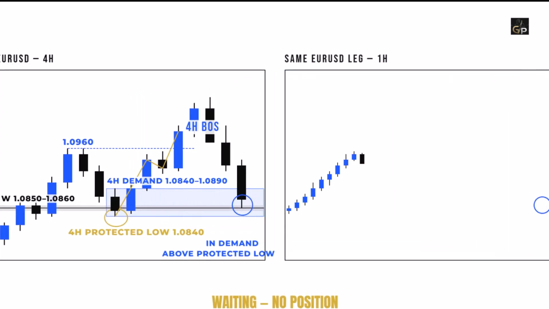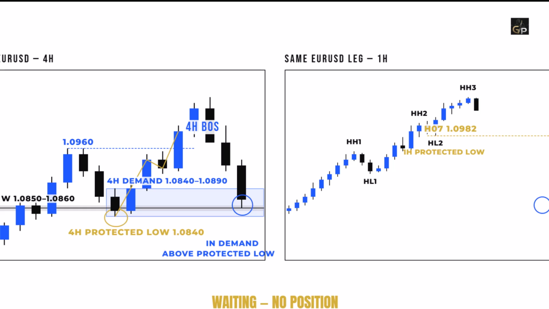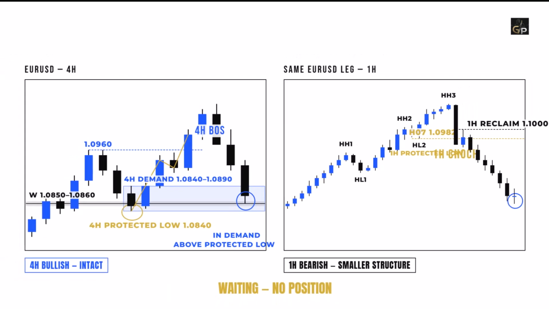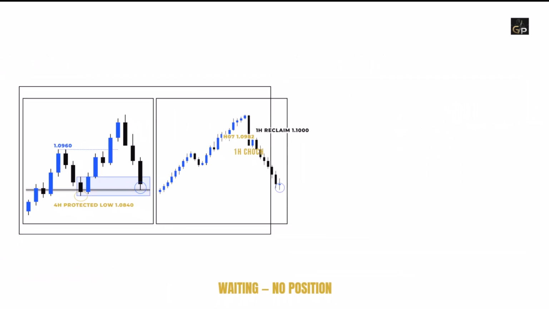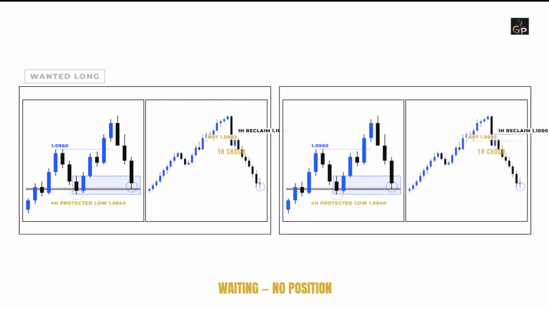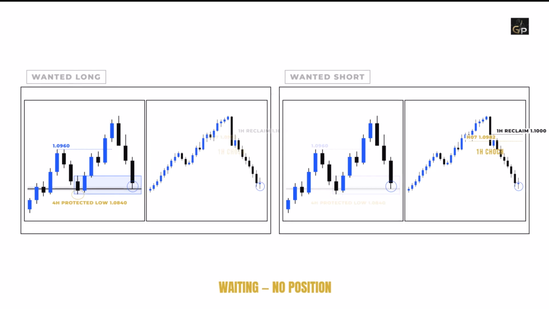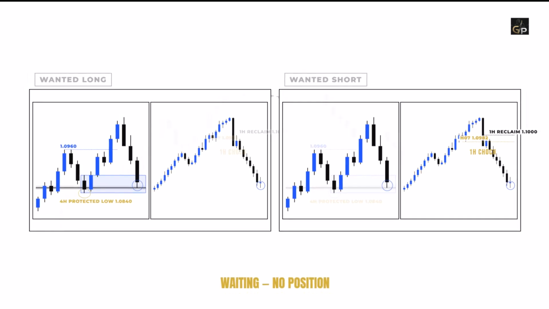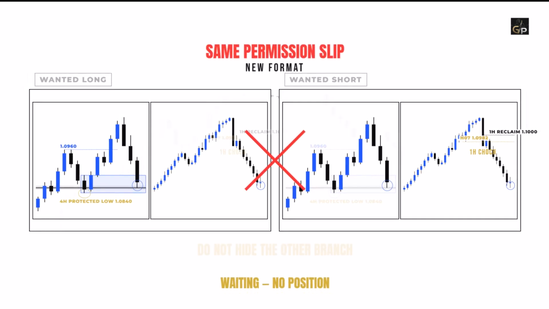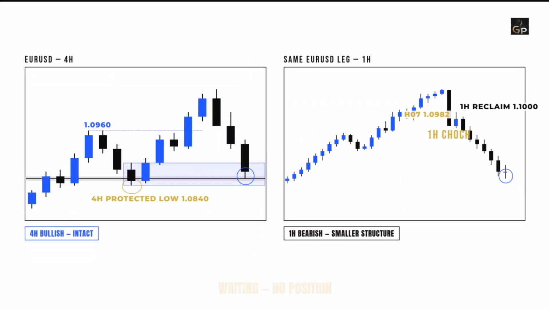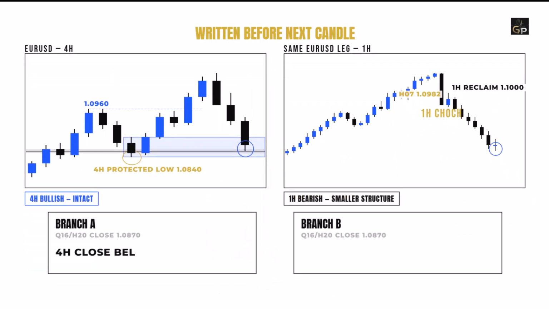But the 1-hour has broken its low and printed a change of character, which means sellers have taken control of the smaller structure. The instinct is to force a call. And the way that usually goes is that a trader looks at whichever time frame agrees with the position they already fancied and treats that as the answer. The chart is crowded enough to support either reading, which is exactly the problem we opened the video with. The alternative is to write the plan before anything happens, in 2 branches.